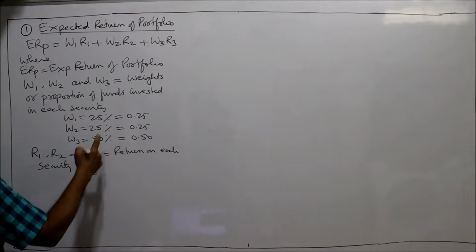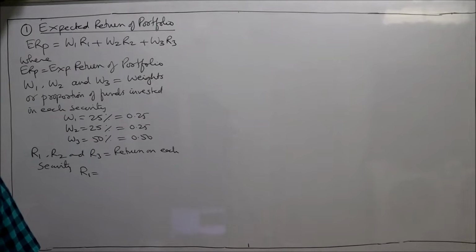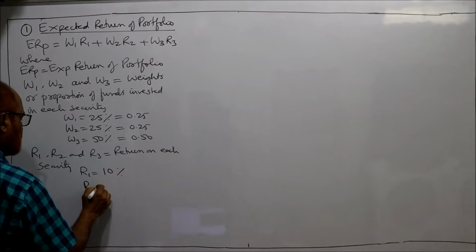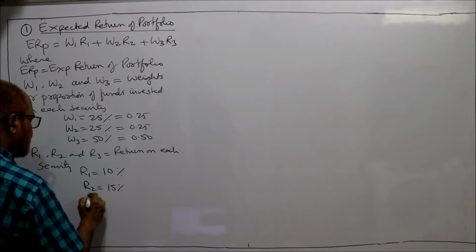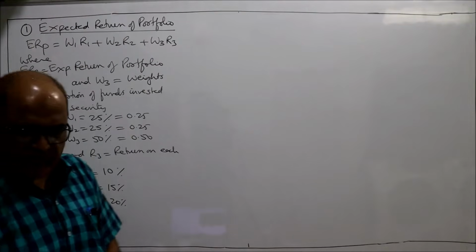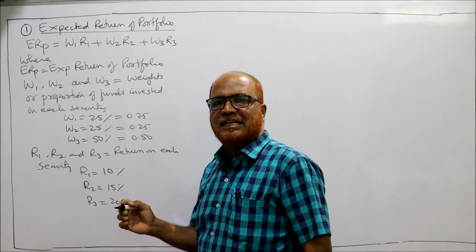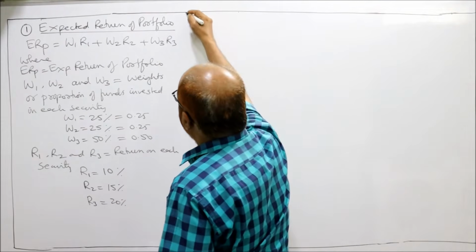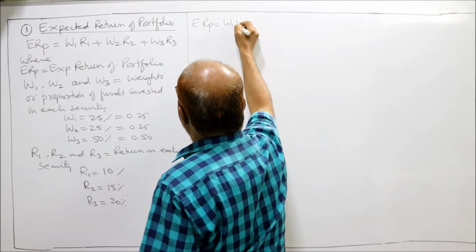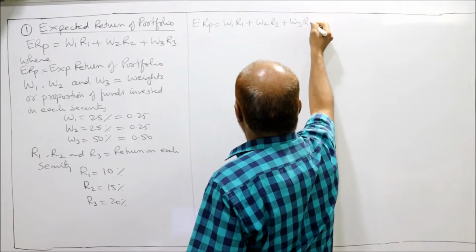R1 is equal to, not 0.25. Returns are given in the problem, that is 10%. R2 is equal to 15% and R3 is equal to 20%. So we are given the returns of three securities and the proportion of funds invested in the three securities. Now we have to calculate the ERP, which is equal to W1R1 plus W2R2 plus W3R3.